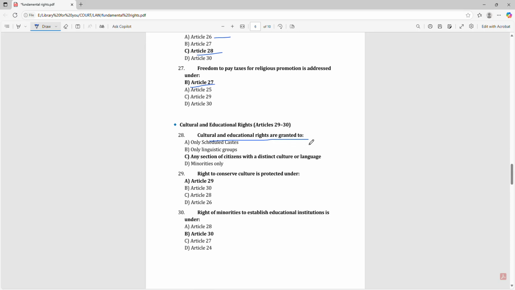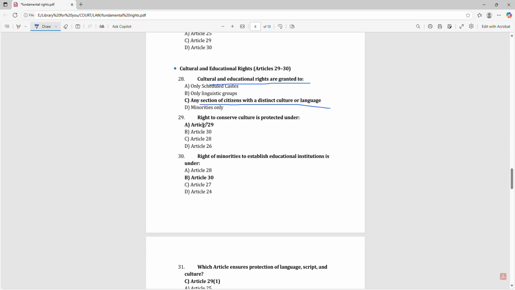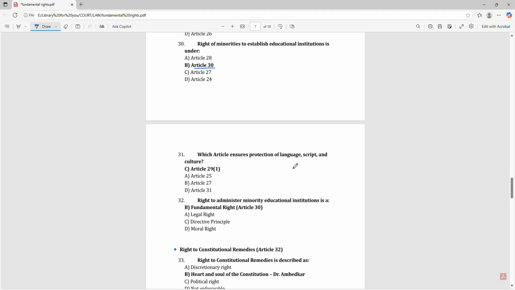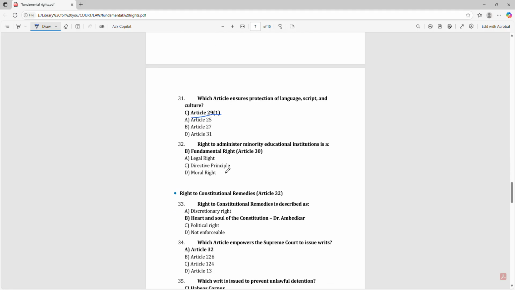Cultural and educational rights are granted to any section of citizens with a distinct culture or language. Right to conserve culture is protected under Article 29. Right of minorities to establish educational institutions is under Article 30. Which article ensures protection of language, script, and culture? Article 29(1). Right to administer minority educational institutions is a fundamental right.